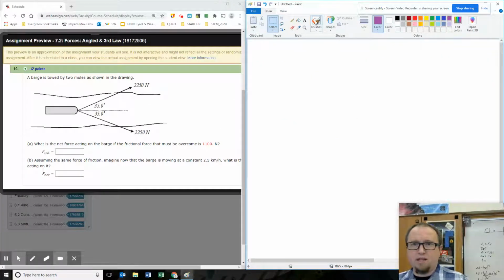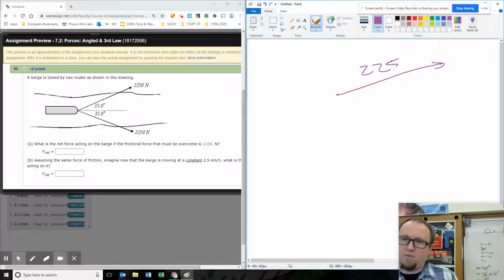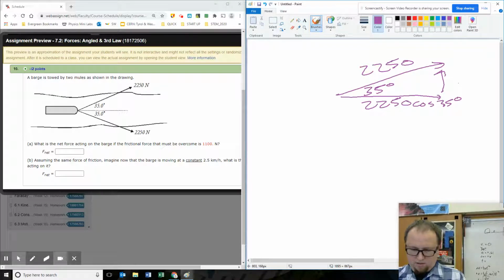Okay, so let's tackle number 10. We've got a barge. It's towed by two mules. They're both pulling at 2,250. What is the net force on the barge if the friction force that must be overcome is 1,100 newtons? So we have this force pulling at an angle. Anytime you have forces at an angle, find out what its components are. This component horizontally is the cosine of 35 degrees times the overall, so 2250 times cosine of 35, 1843.